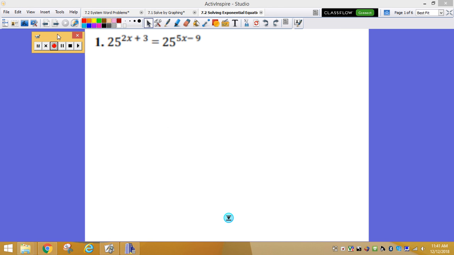All right, so this lesson is on solving exponential equations. And good news, it's really not too difficult. So look at number 1, copy it down, and I'm going to show you how to solve this.